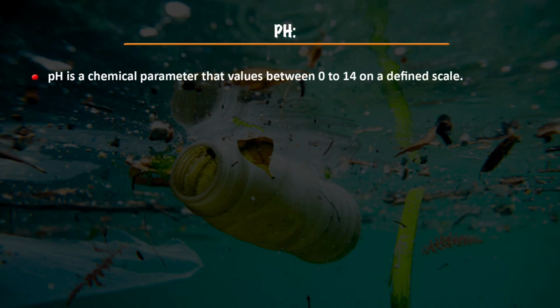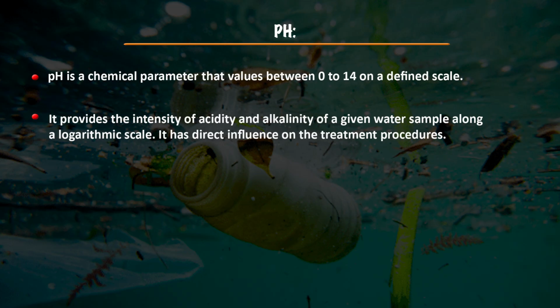Then we come to the next criterion, that is pH. It is a chemical parameter with values between 0 and 14 on a defined scale. It provides the intensity of the acidity and alkalinity, or basicity, of a given water sample along a logarithmic scale.